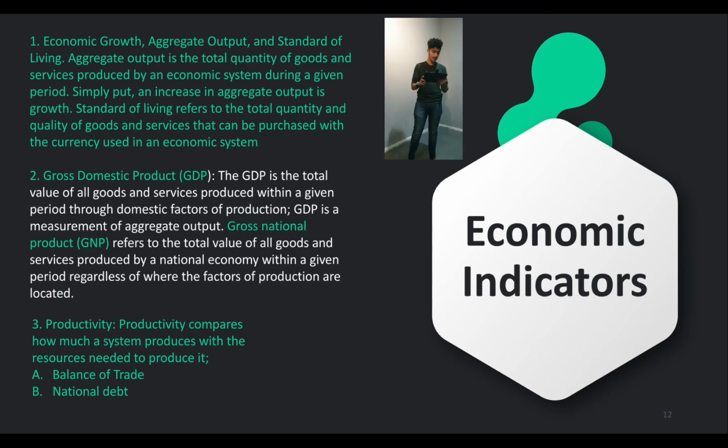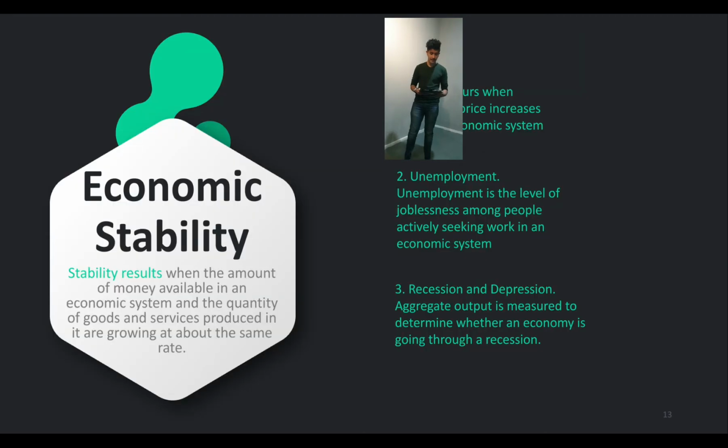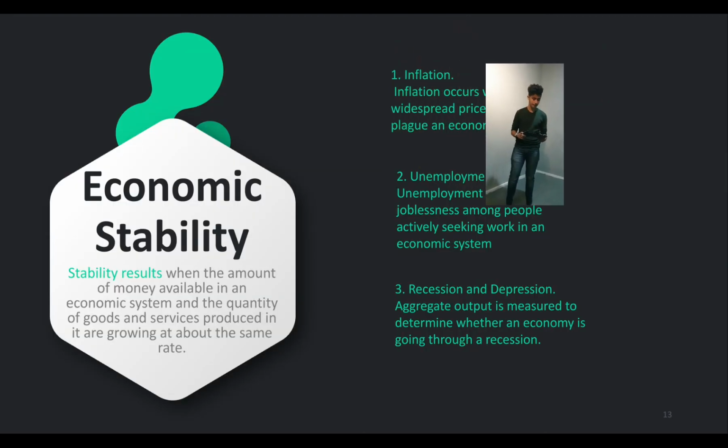The third one is productivity. Productivity compares how much a system produces with the resources needed to produce it, such as balance of trade and national debt.